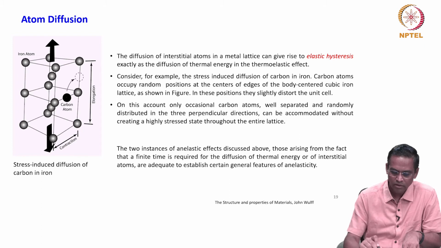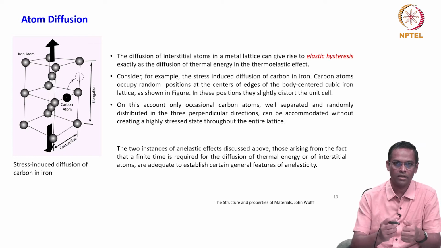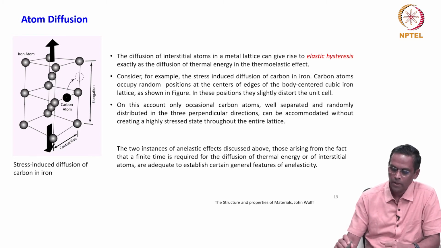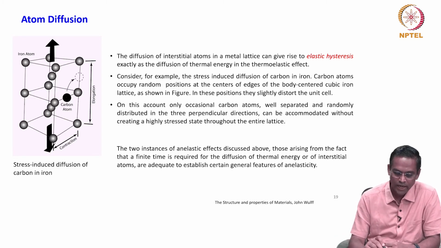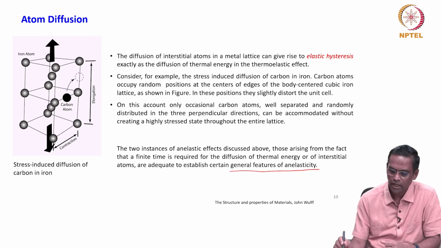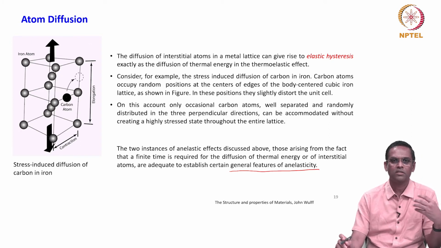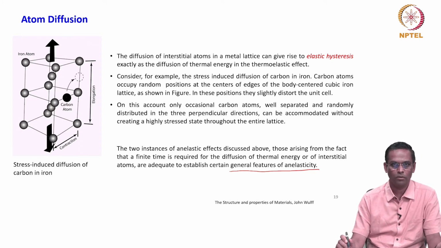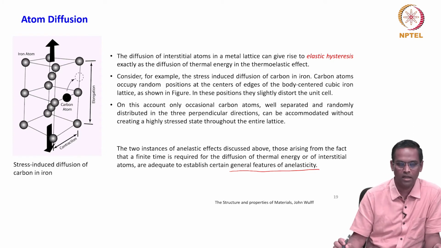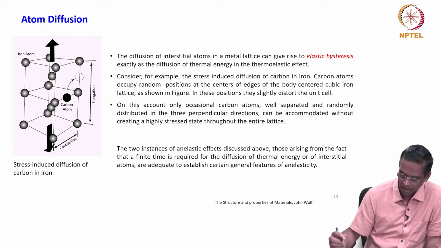The two instances of anelastic effect discussed above, what are these? This is one, the other one is the crystalline material getting stretched. Those arising from the fact that a finite time is required for the diffusion of thermal energy or the interstitial atoms are adequate to establish certain general features of anelasticity. So looking at these kinds of physical events, there are salient features one can list out. What are the general features of anelasticity, right? So that's what we are just going to look at.